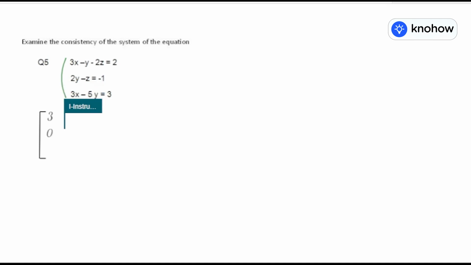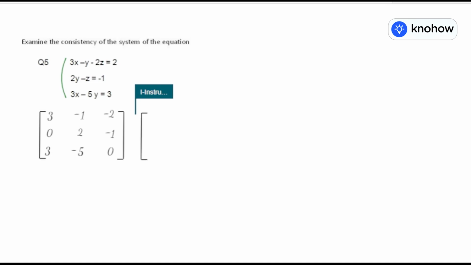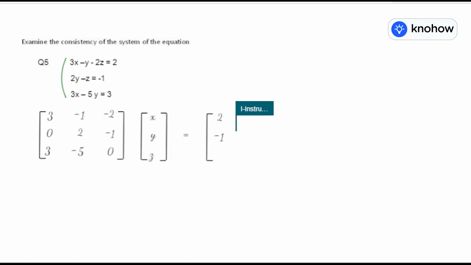So it is 3, 0, 3 in the first column, and minus 1, 2, and minus 5 in the second column. And the third column, the coefficient of z will be minus 2, minus 1, and because there is no z term in the third equation, it will be 0. So the coefficient matrix is 3, minus 1, minus 2, 0, 2, minus 1, 3, minus 5, 0, multiplied by the column matrix XYZ, the variable matrix, equal to the constant matrix 2, minus 1, 3.